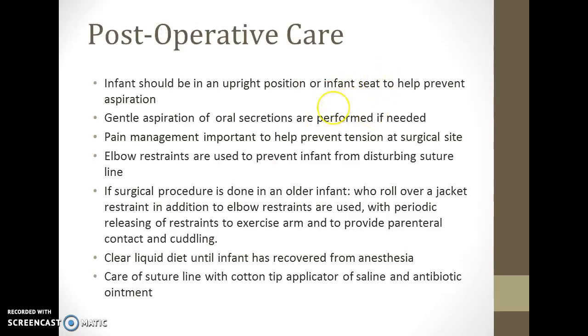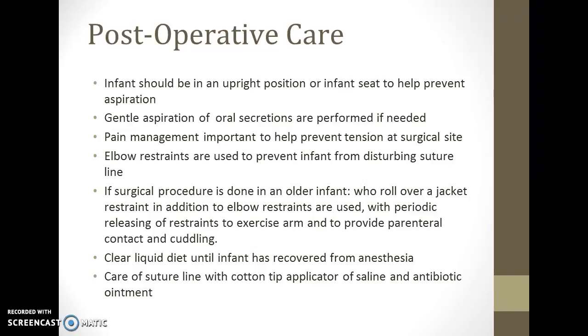Postoperative care. In infants, they should be in an upright position or in an infant seat to help prevent aspiration. They will do gentle aspiration of oral secretions as needed. They do it very gently, not with a yank or a suction and roughly managed. They will use pain management. That's important because if the child's crying, they will put pressure on the sutures. Elbow restraints are used to prevent the infant from disturbing the suture line.